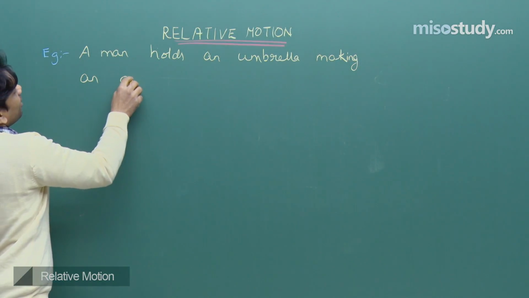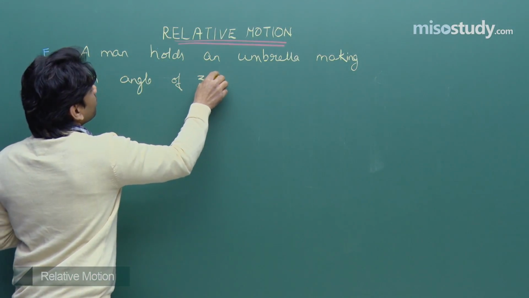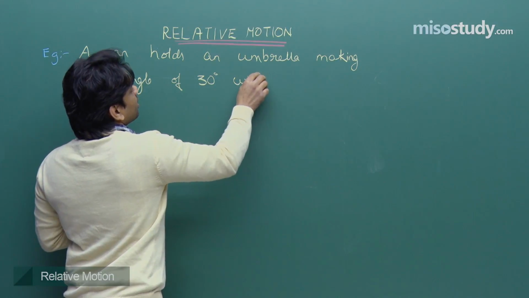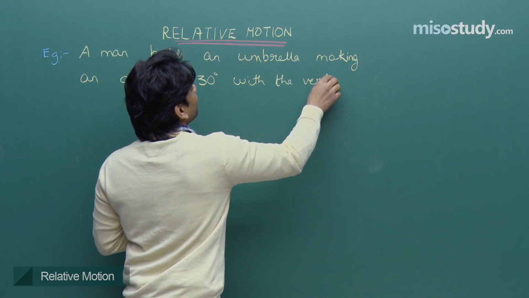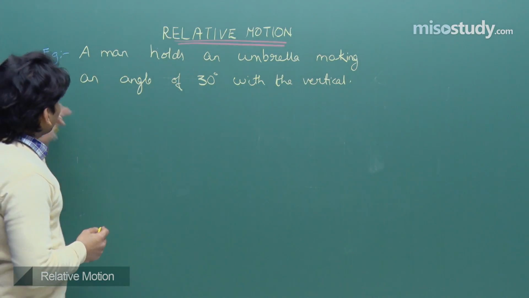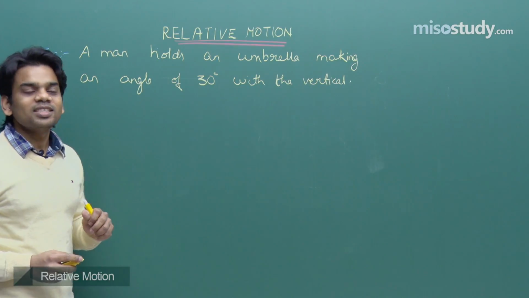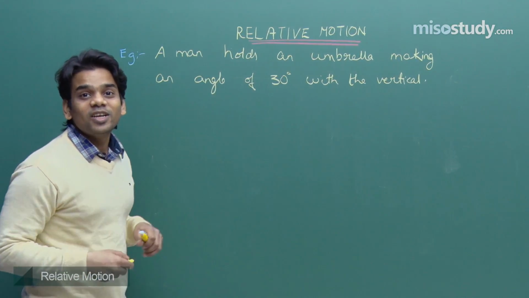Rain is falling making an angle of 30 degrees with the vertical. Now what he does, he starts running in such a way that he feels that rain is falling vertically over his head.